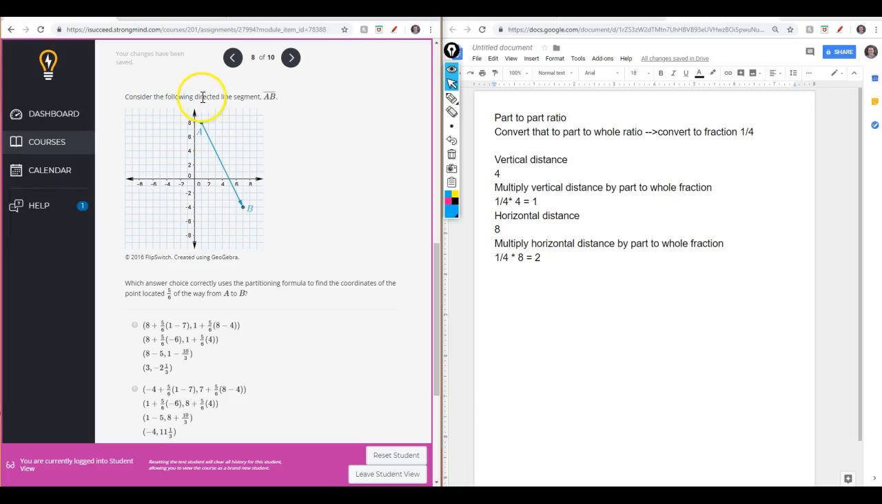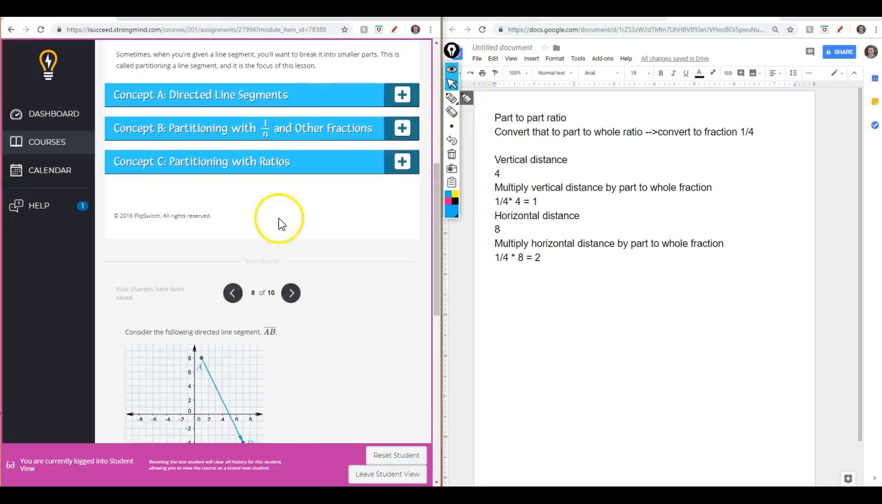Okay, consider the following directed line segment, segment AB. Which answer choice correctly uses the partitioning formula to find the coordinates of the point located 5/6 of the way from A to B?